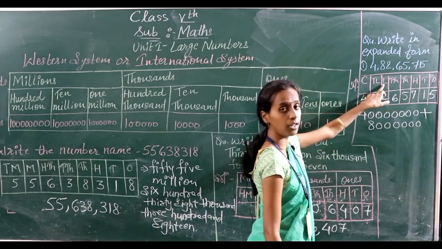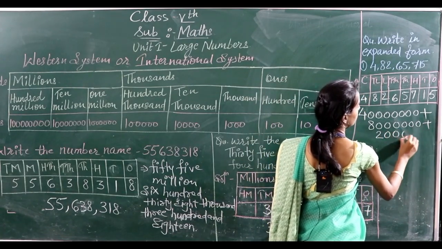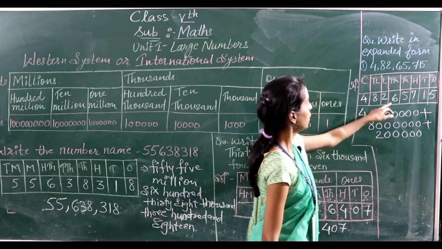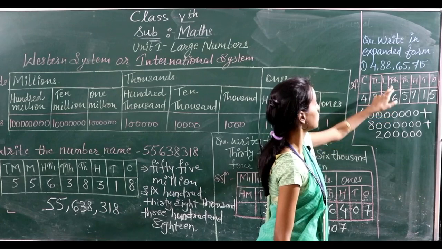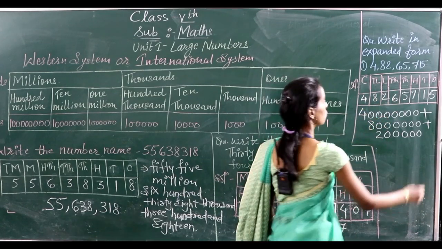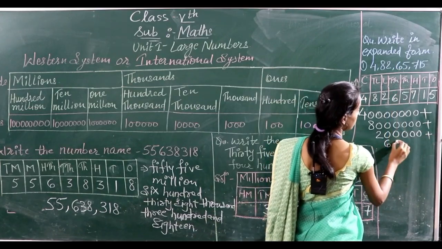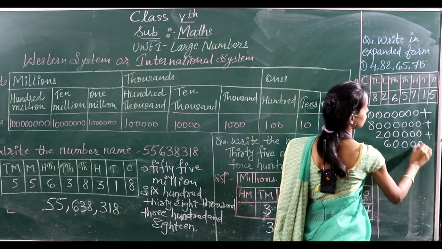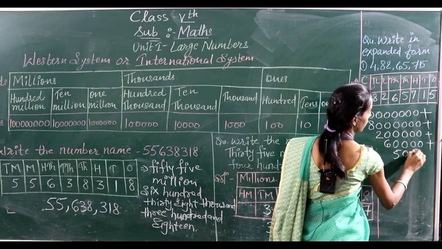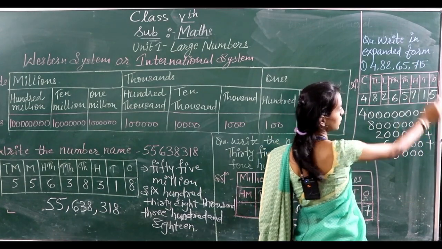2 is in which position? Lakhs position. So plus 2 lakhs. Okay, now again what we get? 10,000. So in 10,000 what we have? The digit 6. So we will again write plus 6 means 10,000, that is 60,000. Then 5 is in thousand position, so plus 5,000. Okay, then 7 is in which position?